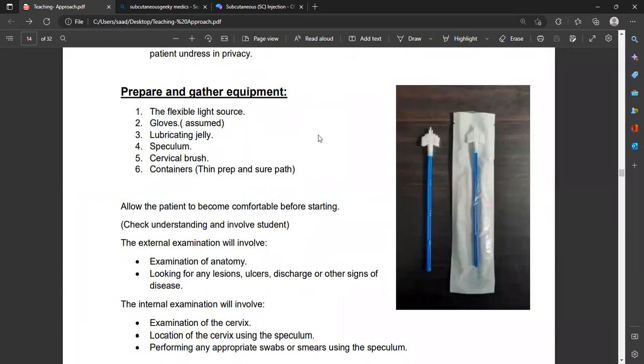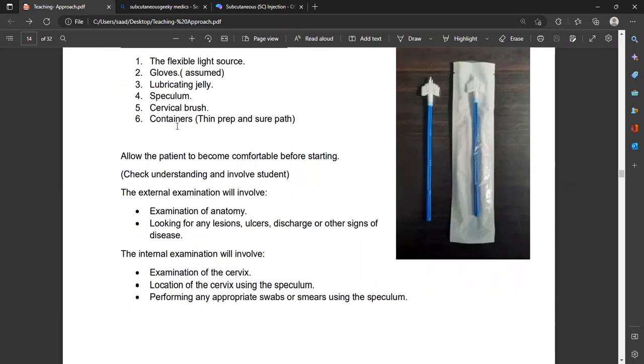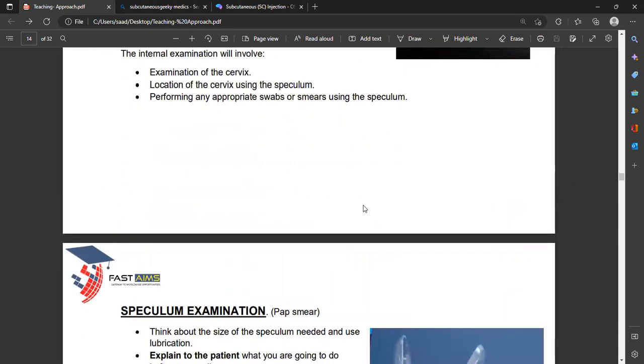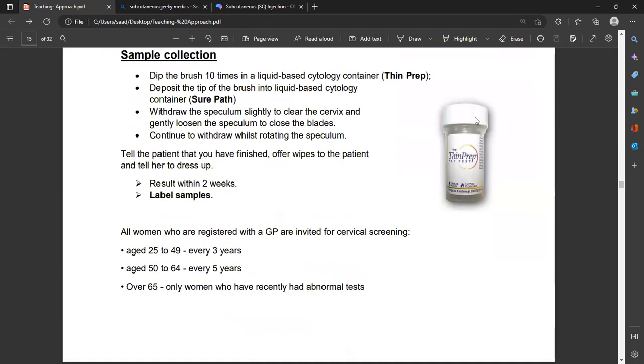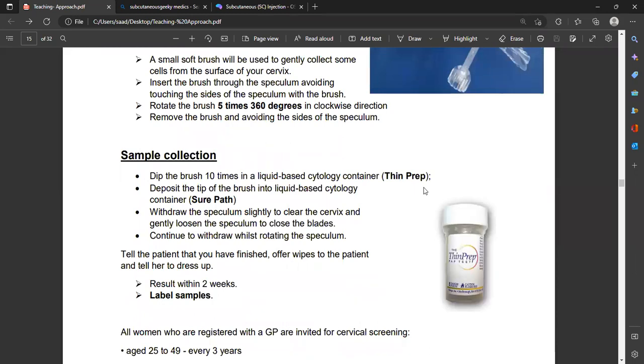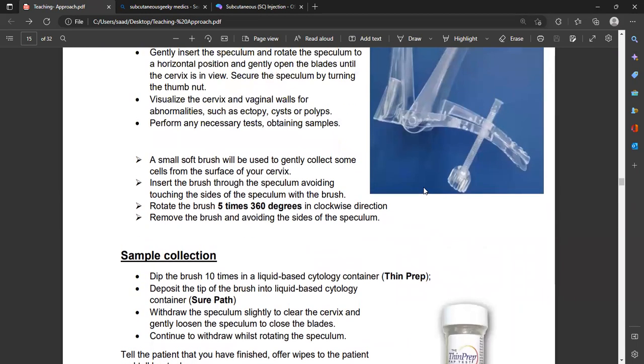Now, this step is prepare and gather. What does that mean? Prepare means you have to bring this brush out from the covering. Just unwrap it into the kidney tray in the sterile technique. Do not touch the brush. Just open it like this and place it in the kidney tray. Do not touch the brush. And there are two containers: ThinPrep and SurePath. The container looks like this, and this is ThinPrep, and SurePath is the same. We will be discussing why these containers are there and what to do with them.